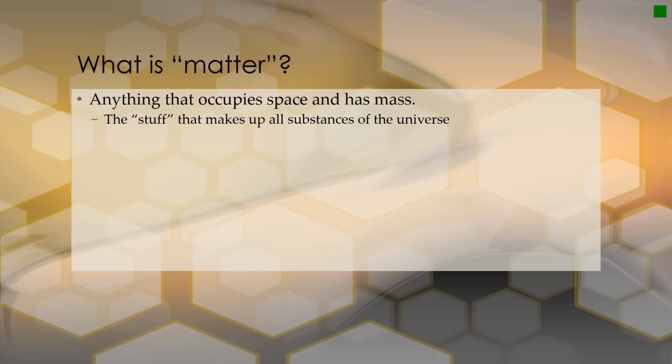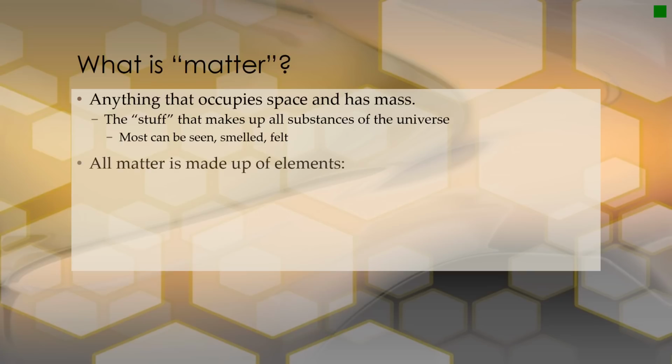Now, if we take a look at one object in the room where you're sitting, such as the chair you might be sitting in, it is made up of matter, but that matter that can be seen, smelled, felt, or whatever is made up of elements. Okay, so the chair you're sitting in is made up of a variety of different elements that are chemically put together to make up that chair. So let's define the word element now. An element is the simplest unit of matter.